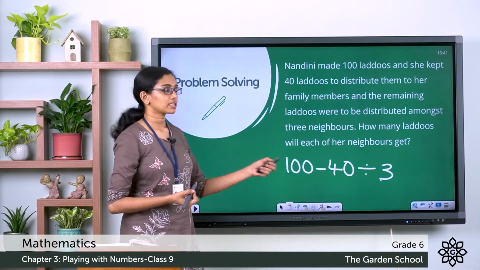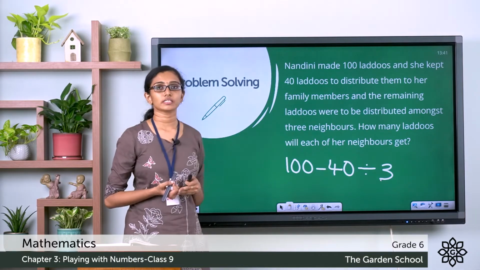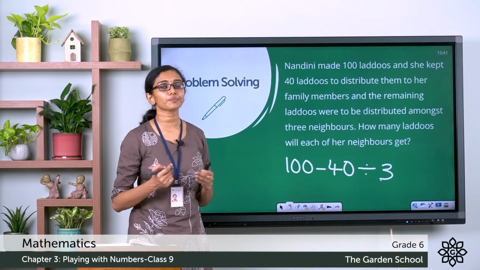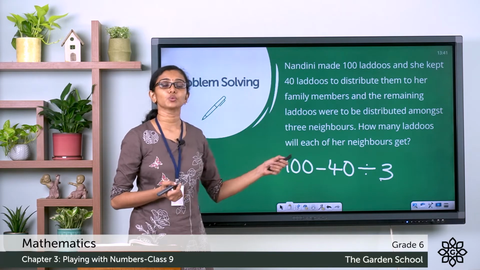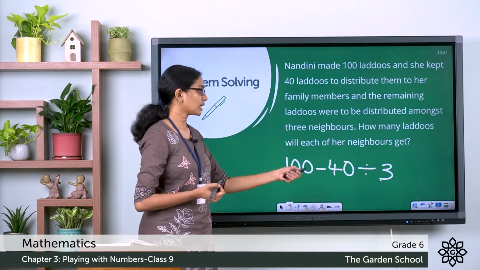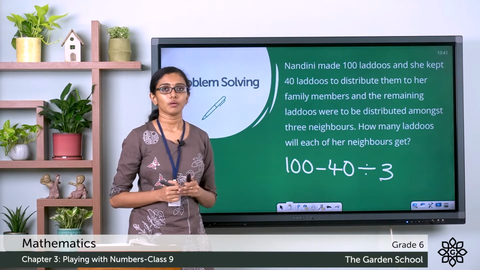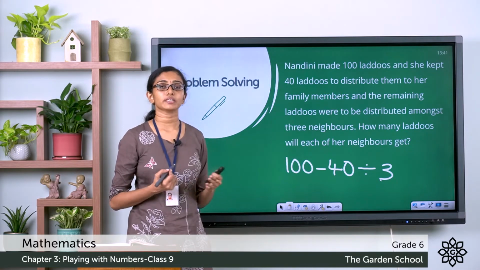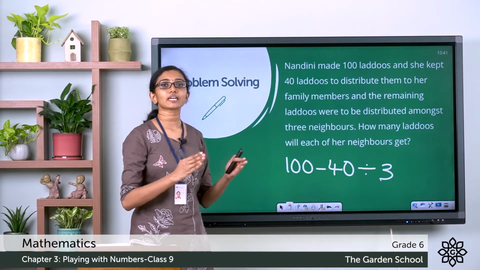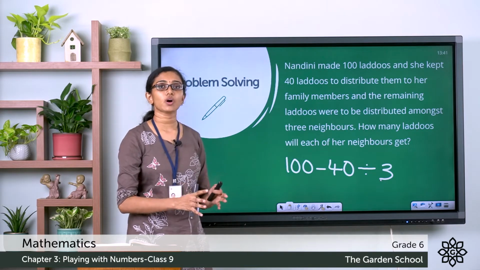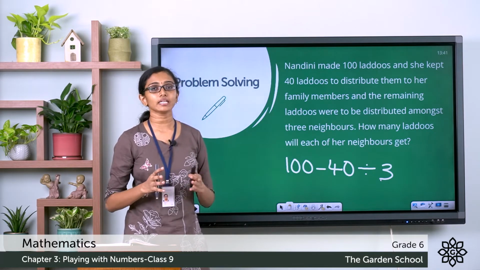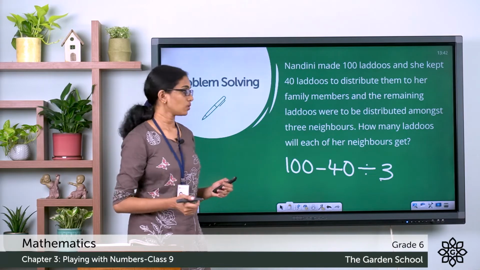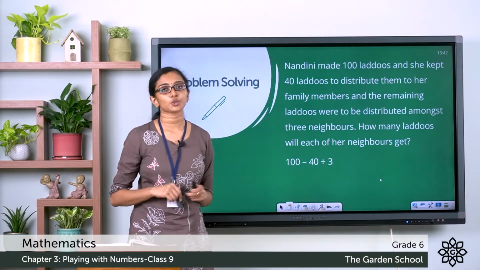Now, if I write a mathematical statement like this to solve this problem, would it give the right answer? If we are going to follow the ODMAS rule here, which part do we have to do first? We know division has to be done before subtraction according to the ODMAS rule. But is that the situation here? No. We know that the subtraction part has to be done first. Why? Because when she kept 40 laddus away from the 100 laddus, she got a remaining number of laddus. And from the remaining laddus only, she divided them among 3 of her neighbors. So we know the 100 minus 40 part has to be done first.